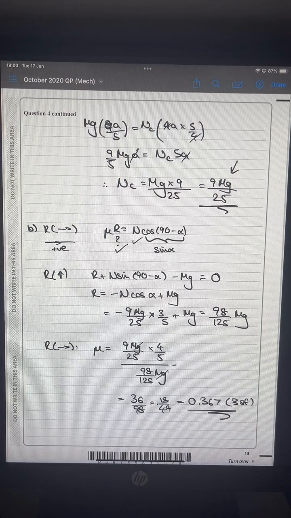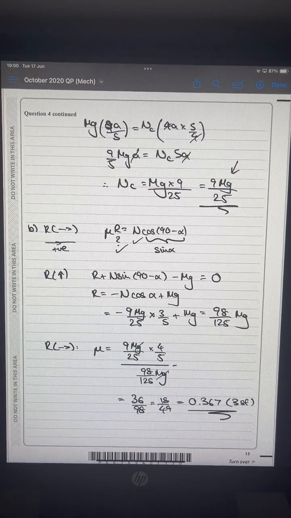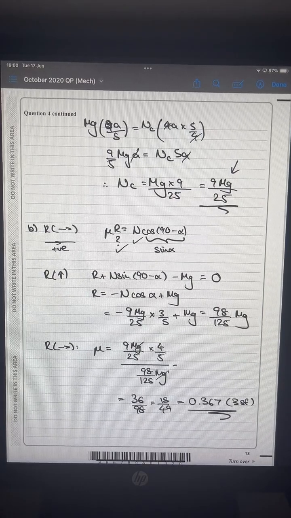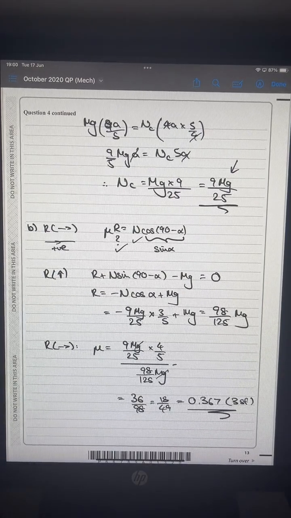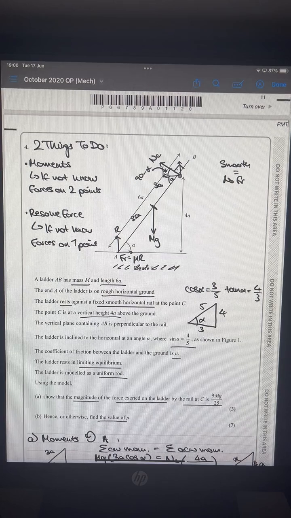Instead of 90 minus x, could you not do 90 minus 90? Whichever way helps you find the angle you're looking for, you can do. I like to do it this way because I'm happy with the way that sine of 90 minus alpha equals cos of alpha, but whichever way works for you guys, do those angles.